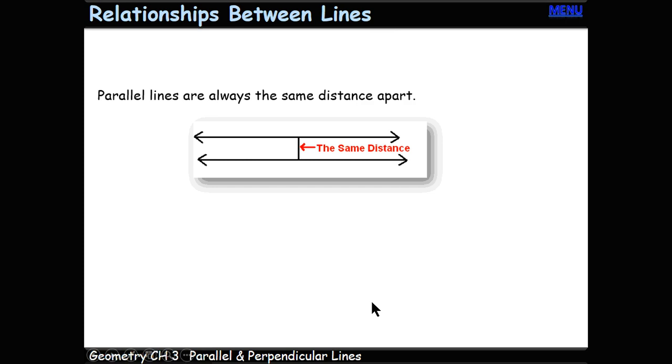That's why for parallel, we usually actually use the definition that two lines that are always the same distance apart. That way, we don't have to worry about whether or not they're intersecting, and it saves us the trouble when we talk about something called skew lines in just a moment. But parallel lines are always the same distance apart.